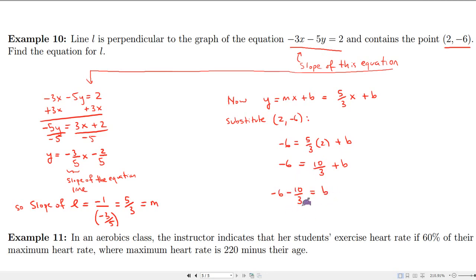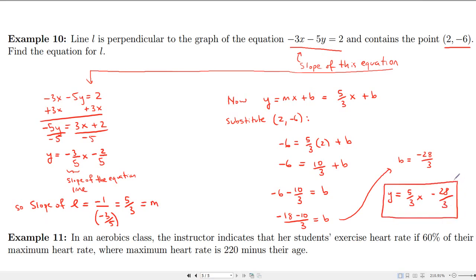So we have -6 is equal to 10/3 plus b, and then we are just going to subtract this. So subtracting 10/3 from both sides, we will get b. Finding a common denominator, we have negative 18 minus 10 over 3 is equal to b, so that should be negative 28 over 3. So b is negative 28 over 3. So now what is going to be the equation? Well, we have it right up here. y is equal to mx plus b. So we have y is equal to 5/3 x, and then plus this, which is minus 28 over 3.